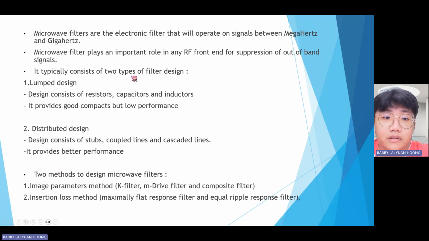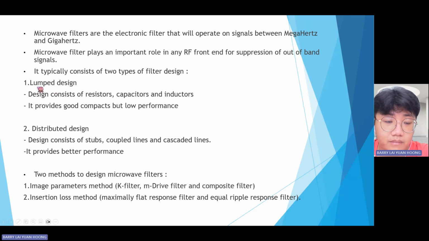Microwave filters are electronic filters that operate on signals between megahertz and gigahertz. Microwave filters play an important role in any RF front end for suppression of out-of-band signals, and they typically consist of two types of filter design.